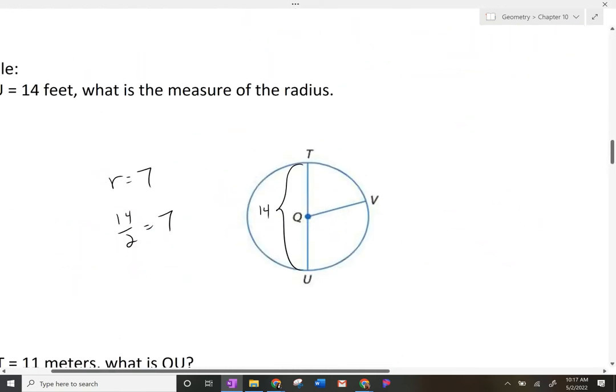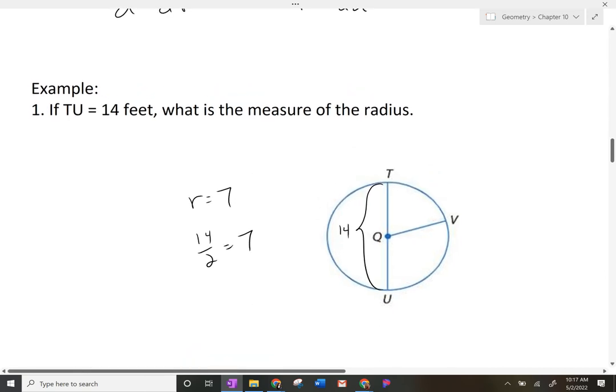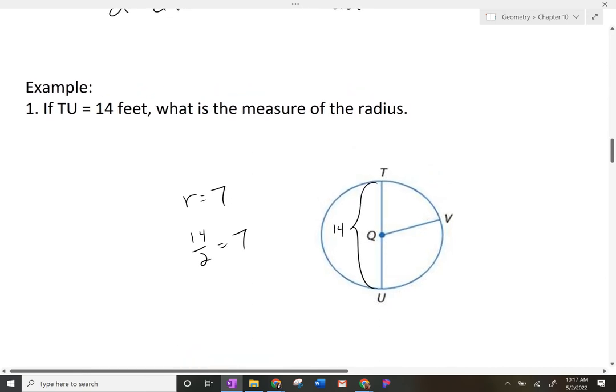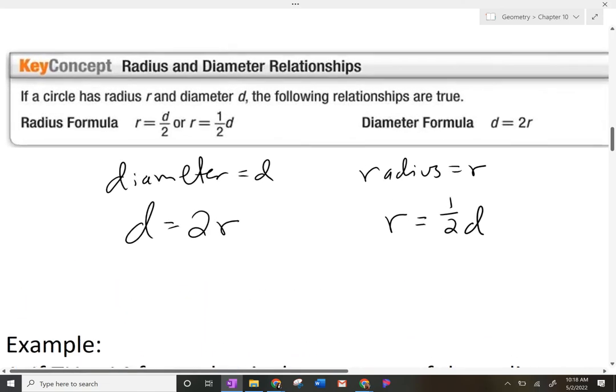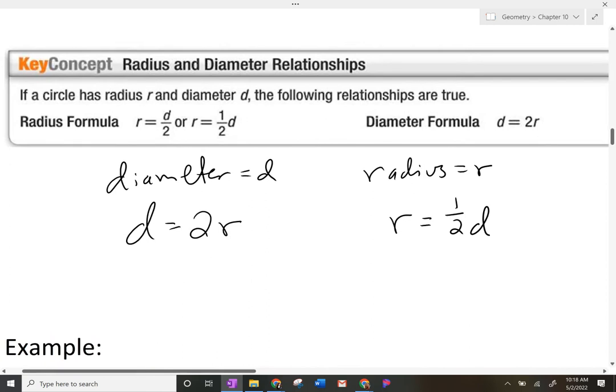Perfect. Okay, this stuff, I'm not going to spend a ton of time on it because I feel like you guys have this from previous years. But if you want to write it down, you can. Here's the relationship between the radius and the diameter. So if they give you the radius, the diameter is twice as big. It's 2 of them put together. If they give you the diameter, you divide it by 2. It's really all the same.